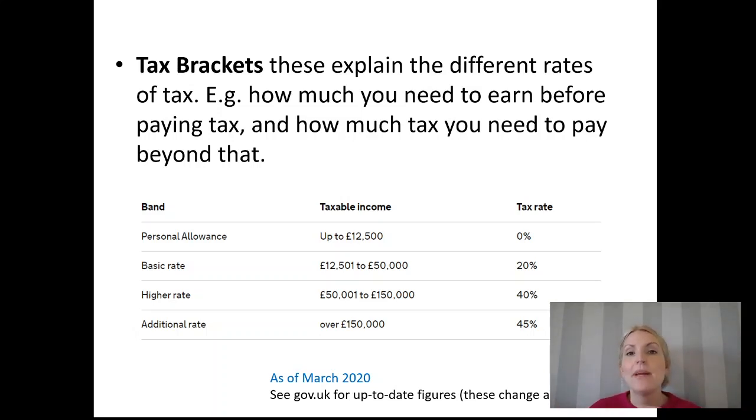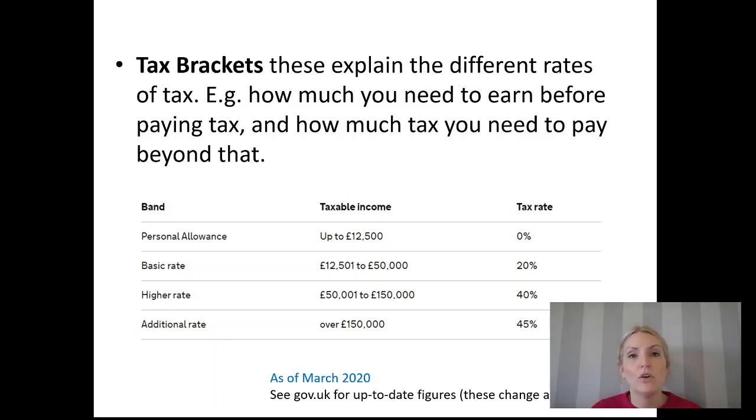So there is a basic rate on here. If you are earning over £12,500, you pay 20% on what you earn over that. So for example, if I earn £13,000, then I earn £499 more than that. I will pay 20% of that £499 to HMRC. So it's over that bracket.